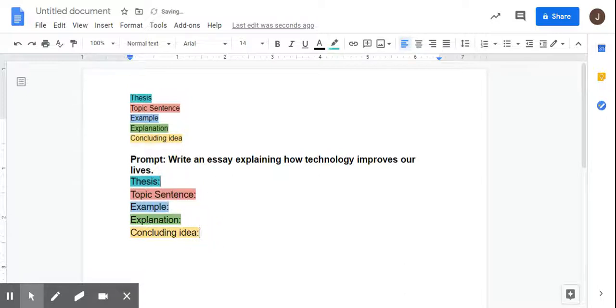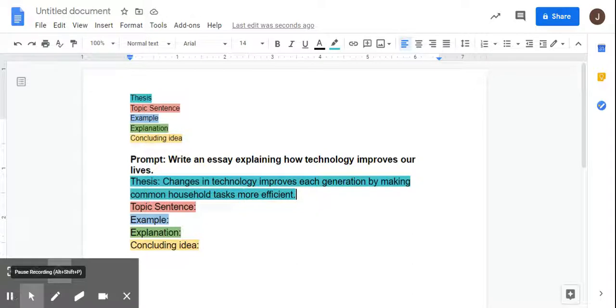All right, so for my thesis statement, I know I need to take the side that technology improves our lives, and then I came up with examples that focused on how household tasks can be more efficient or more automated because of technology. So that's what I'm going to focus my examples on, so that I need to include that in my thesis statement.